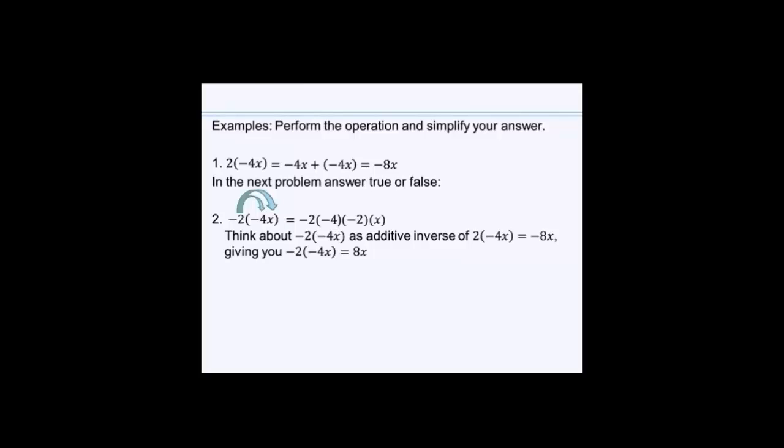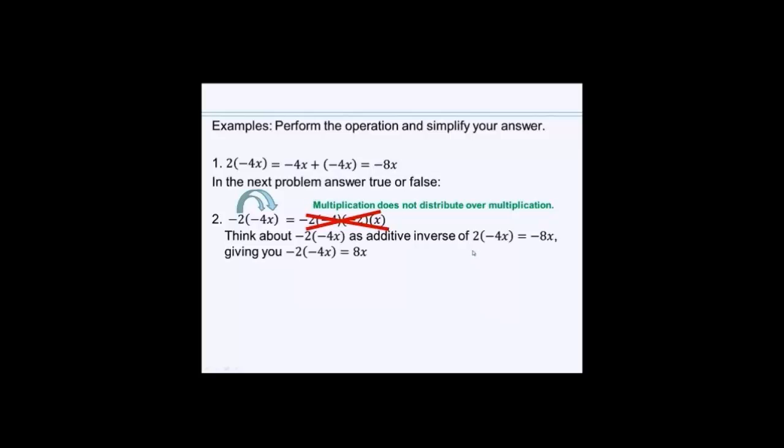So think about negative 2 times negative 4x as the additive inverse of 2 times negative 4x, which we've done here. So our answer should be the additive inverse of negative 8x, which is 8x. Versus here, you're going to get negative 2 times negative 4 is 8, 8 times negative 2, negative 16x. So it's clearly false.